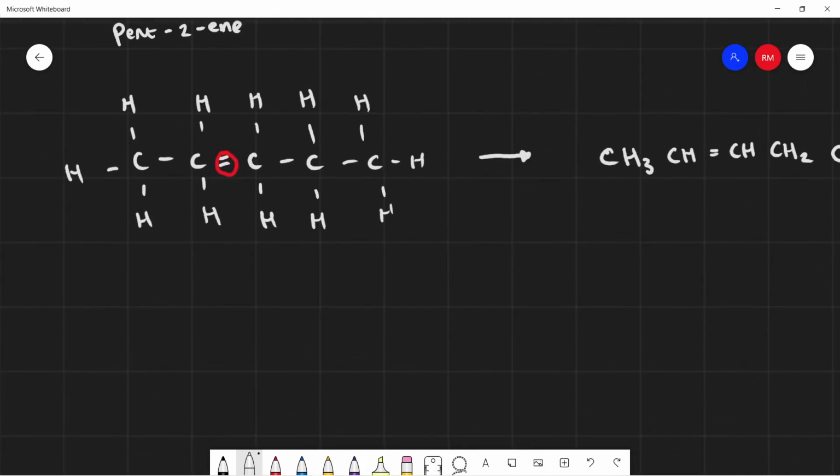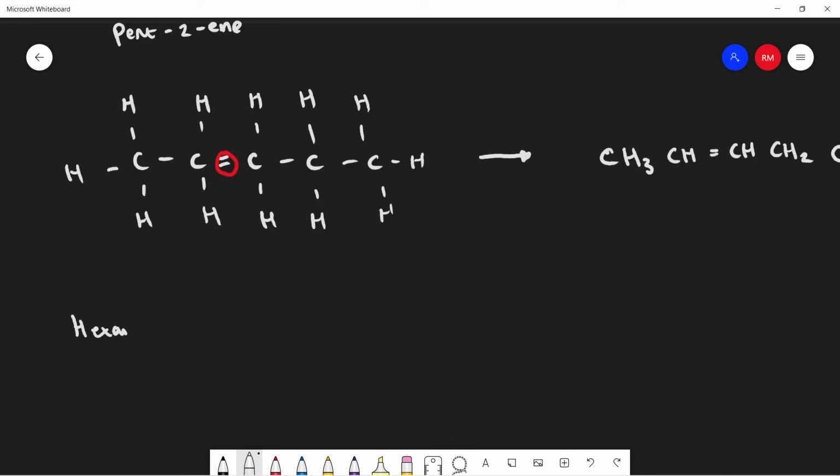So just last off, can you guys draw for me 1 fluoro hex-2-ene, just in condensed formula for me. Just in condensed formula.